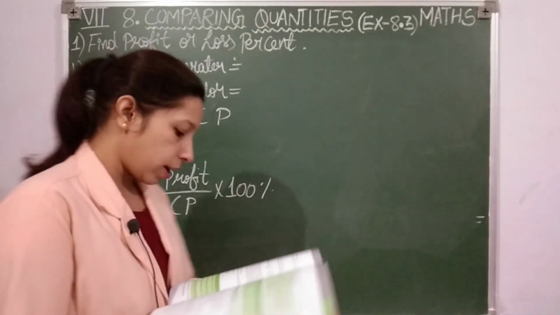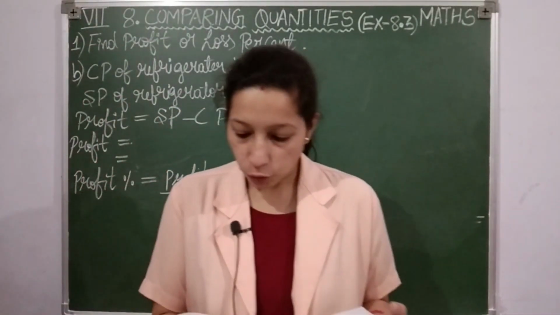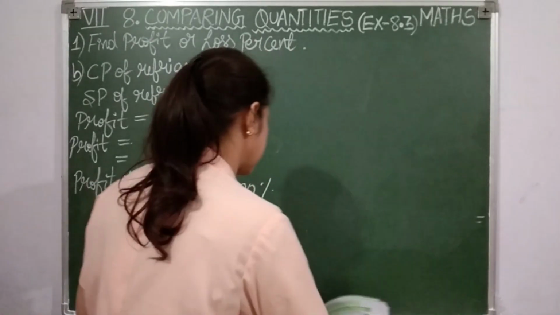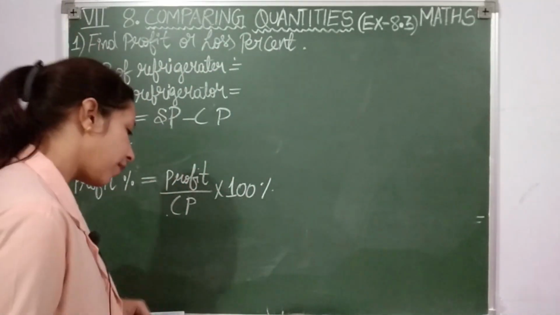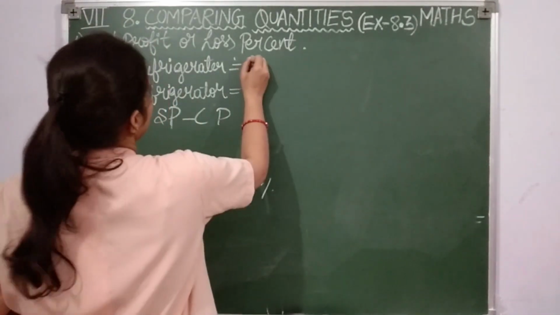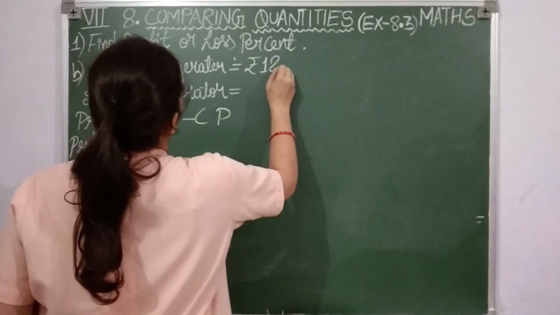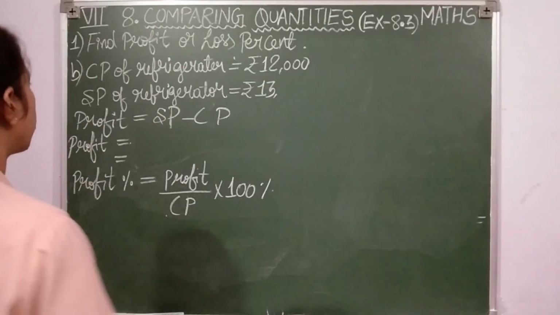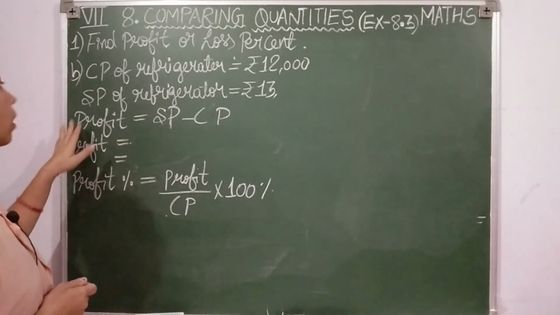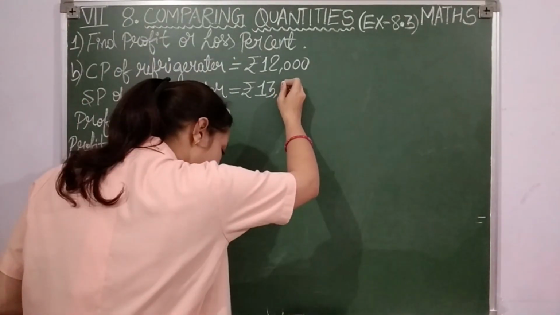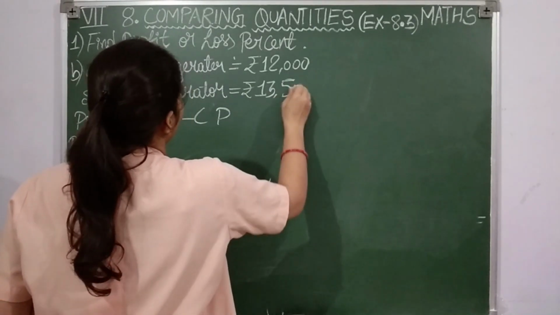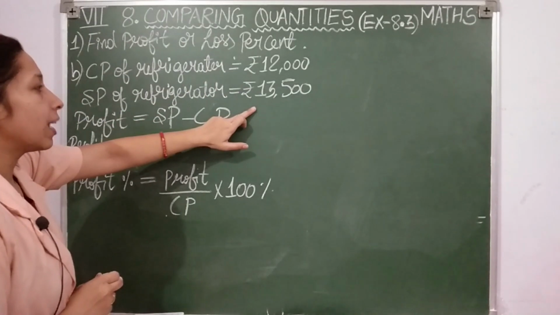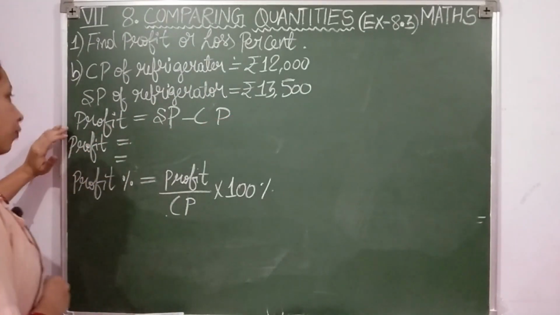Let us see students, point number B. A refrigerator bought for rupees 12,000 and sold at rupees 13,500. Okay, let us see the steps. So cost price of refrigerator is given rupees 12,000. Okay, and its selling price is given rupees 13,500. Now cost price is 12,000, selling price is greater, 13,500, therefore it is profit.